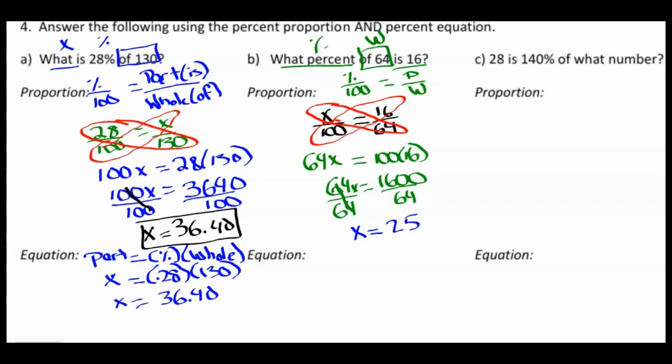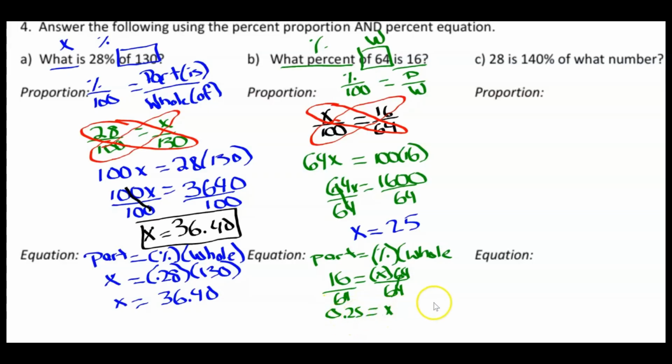For our percent equation, we start by writing down our equation. Our part is represented by the 16. We did not have the percent, and our whole was 64. The goal is to undo this multiplication by division. We find out that x is equal to 0.25. And since we got a decimal, we want to convert it to a percent. We multiply that by 100. Therefore x is equal to 25. Keep in mind that represents 25%. Now on to question letter C.